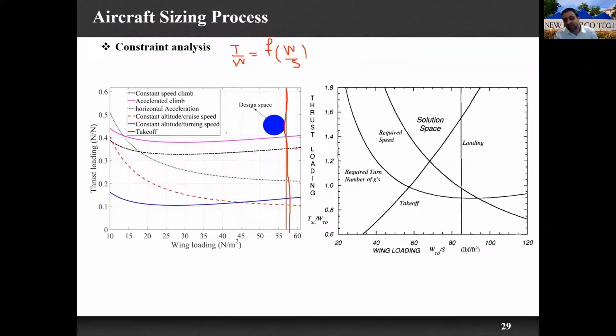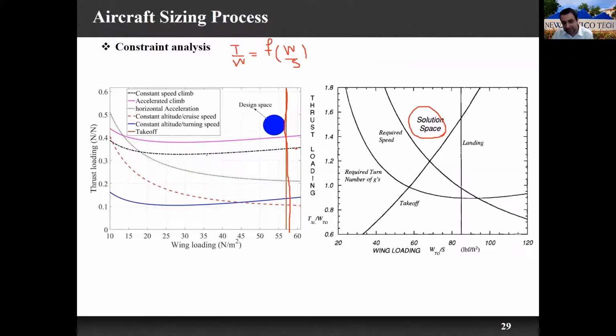So once we are looking for a design space, or solution space, we need to pick a point in this area which would satisfy our thrust loading. It means that our airplane or our propulsion system that we will design out of this can generate enough thrust to perform all of these flight scenarios. And also, we need to minimize the size of the drone as much as possible to reduce the drag.